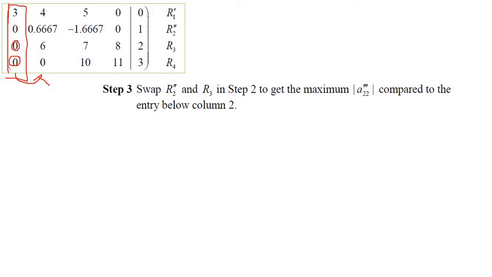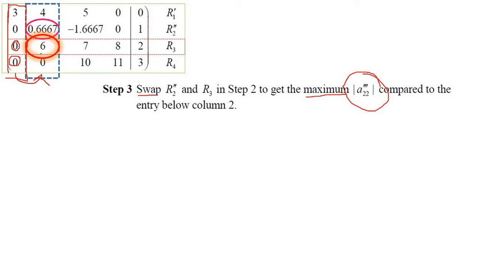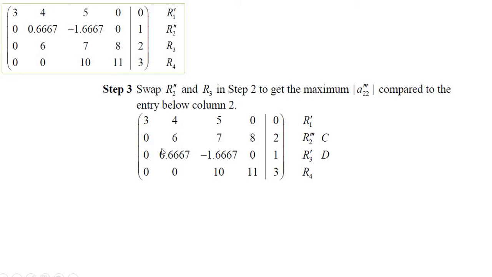In this step, because we have changed to the next column, we need to check our A22. We must have the maximum A22. If you see here, our A22 is 0.6. So let's check. We have 4, this value, 6 and 0. We can see that 6 is the maximum value, so we need to swap the whole row. So you will have the answer. You can see that we have swapped between this row and this row, to make sure that A22 is our maximum value. Then we proceed.